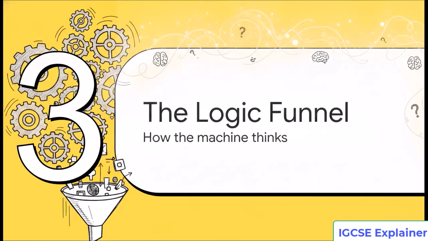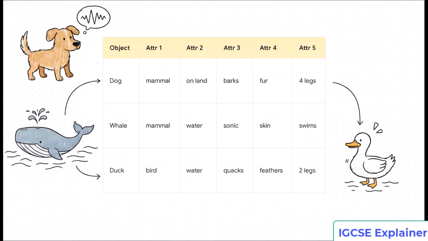Which brings us to section 3. The logic funnel, or how the machine actually thinks. To really grasp this, we have to realize that all of this fluid, nuanced human expertise first has to be flattened out into rigid, structured data tables. Take this matrix of a dog, a whale, and a duck, for example. The human expert has defined their distinct traits across 5 different attributes. So the system itself doesn't conceptually know what a whale is, not the way you or I do.